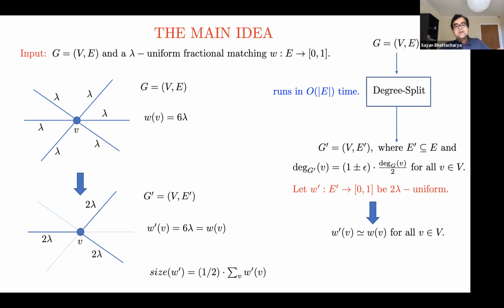Now, what is the size of a fractional matching? By a simple counting argument, it's just half times the sum of the node weights. So after degree split, the node weights are preserved. It just means that the size of the fractional matching W is also preserved. So the size of W prime is roughly the same as the size of W.